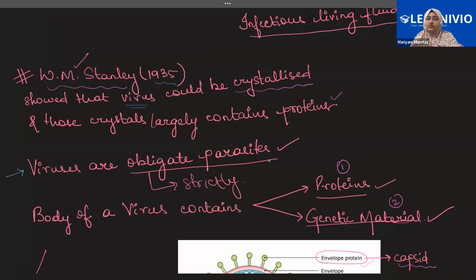Now talking about the structure of the viruses and the nature of viruses. So viruses are obligate parasites, meaning they are strictly parasitic in nature, meaning they do not have any other mode of living. If they will be living, they will be parasites. That is it.